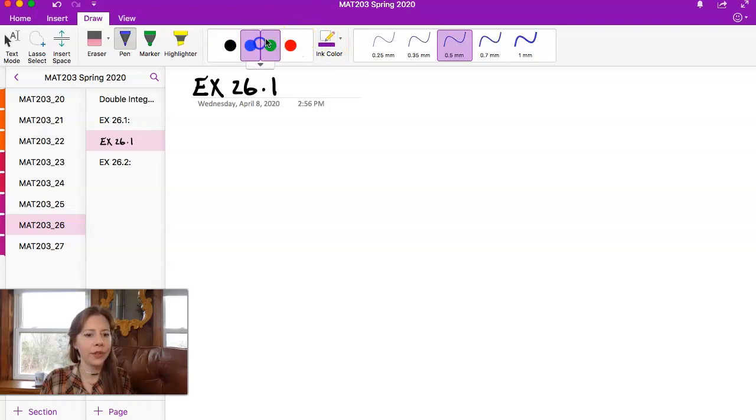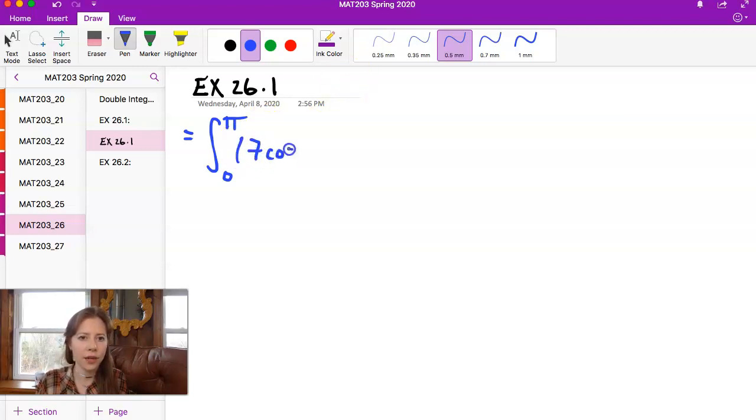Okay, so we have the integral from 0 to pi, and it's going to be 8 cosine theta minus cosine theta, which is 7 cosine theta, plus 16 sine squared theta minus sine squared theta, which is 15 sine squared theta, d theta. All right, so now let's integrate in terms of theta.